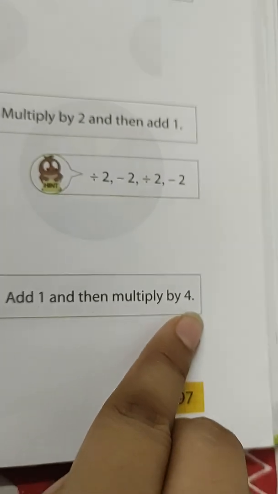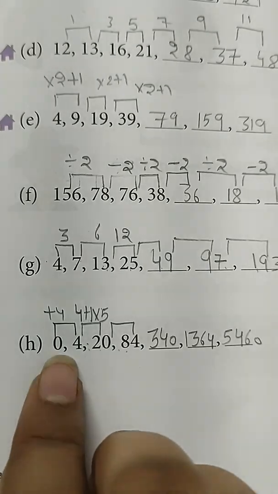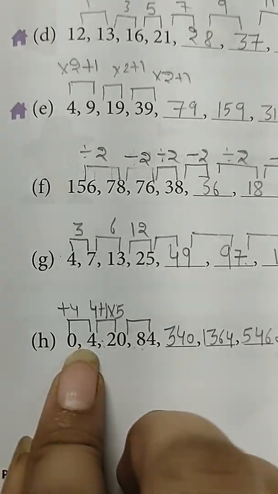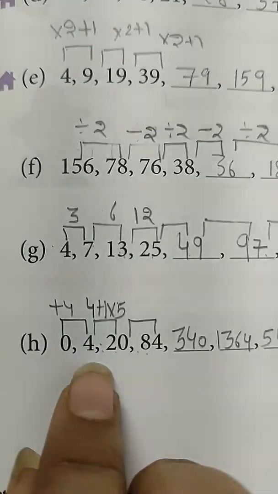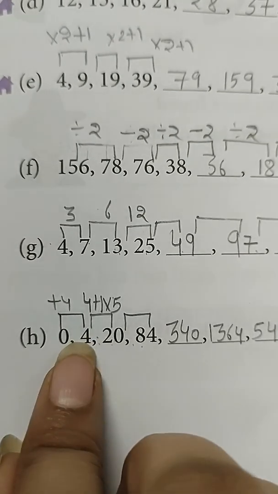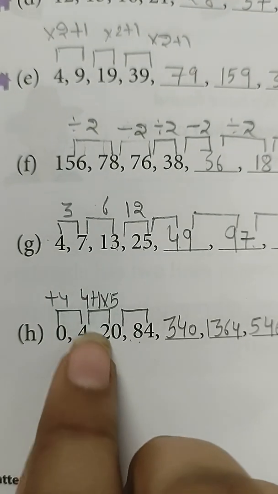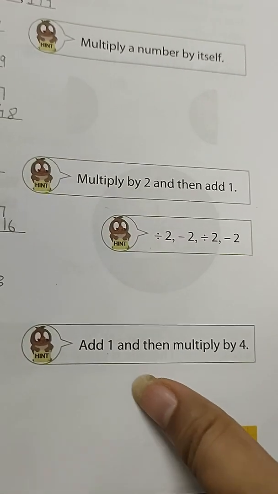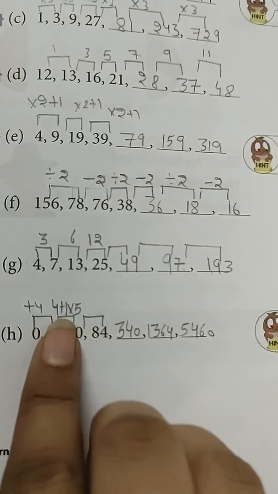Firstly, what we have done is add 1 and then multiply by 4. So you have to add 1 and then multiply by 4. If you simply multiply, 0 multiplied by 4 is 0, so you will not get the answer. So you first add 1, and then you start from here. When you add 4 with 1, you will get 5. It is said to add 1 then multiply by 4.